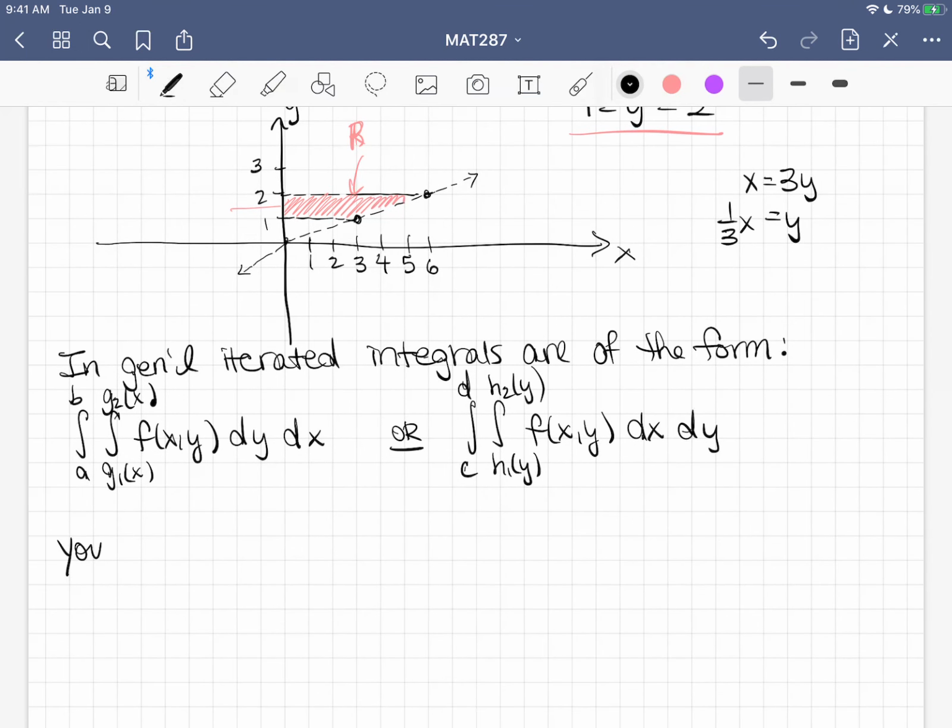So my inside integral is with respect to x, and my outside integral is with respect to y. All right, I'd like you to try an iterated integral. How about the integral from 0 to 2 of the integral from 0 to 8 of x plus 4y dy dx.